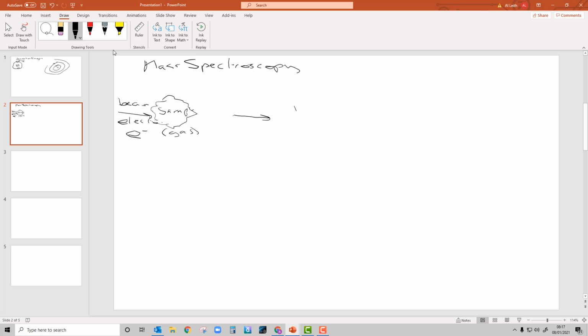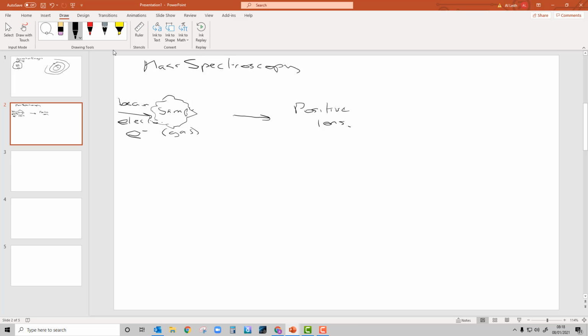So this is the whole concept of mass spectroscopy. You're bombarding a gaseous sample with electrons, and you're knocking the electrons out of the orbitals of the gaseous elements inside there. So to knock out the first ones would require less energy, and then as you go further and further down into the orbitals closer to the nucleus, it's going to require more energy.